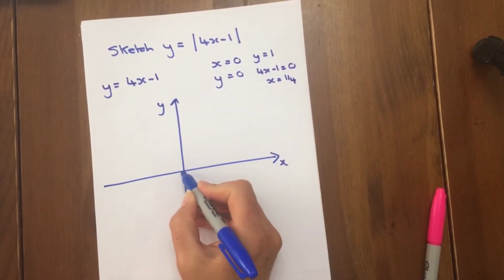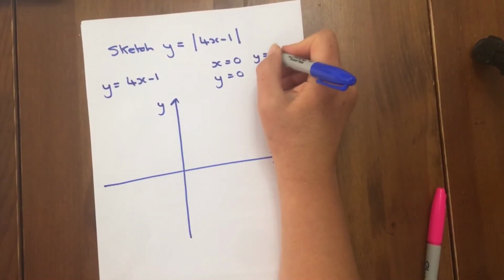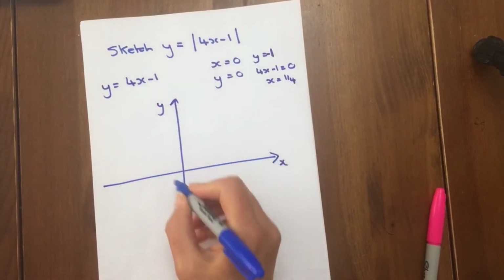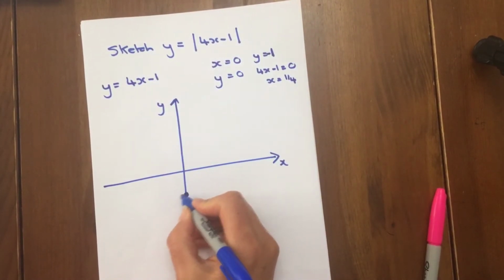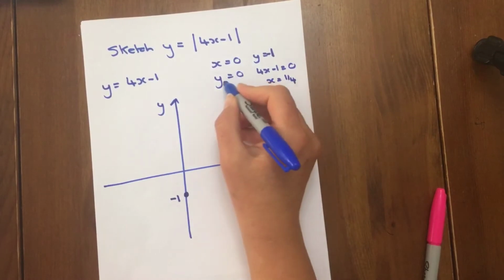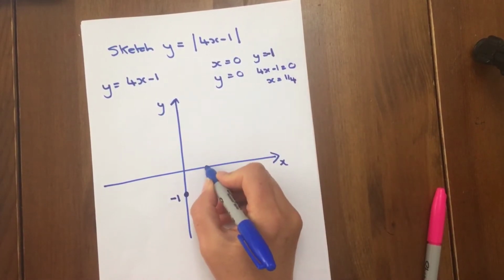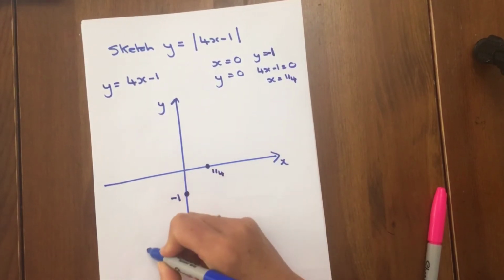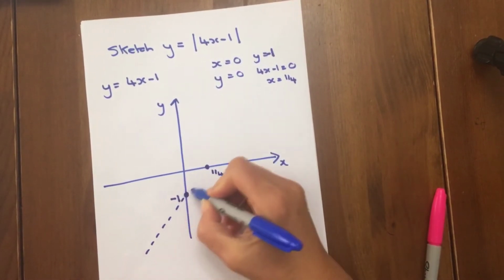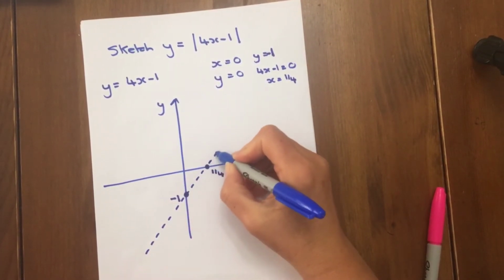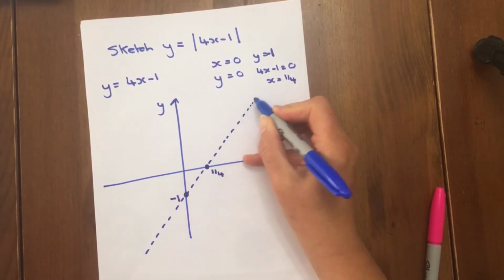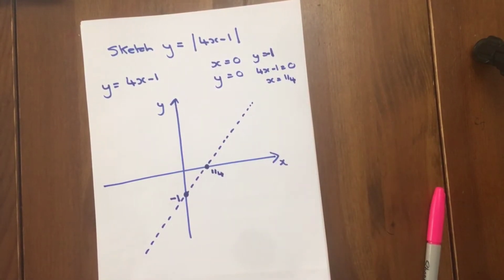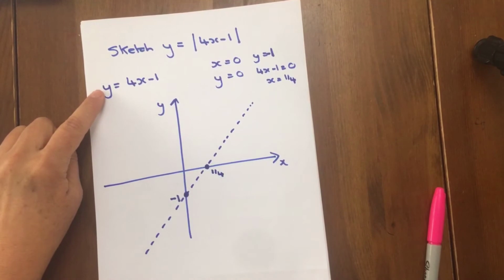So when x is zero, y is -1, so that will be there. And when y is zero, x will be 1/4, so that will be there. Now I'm just going to draw this line with a dotted line for the moment. Okay, so that's my line, y equals 4x minus 1.